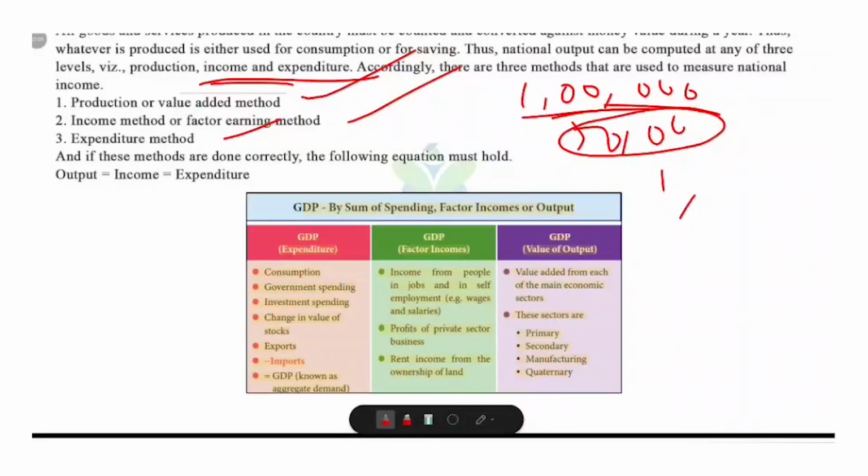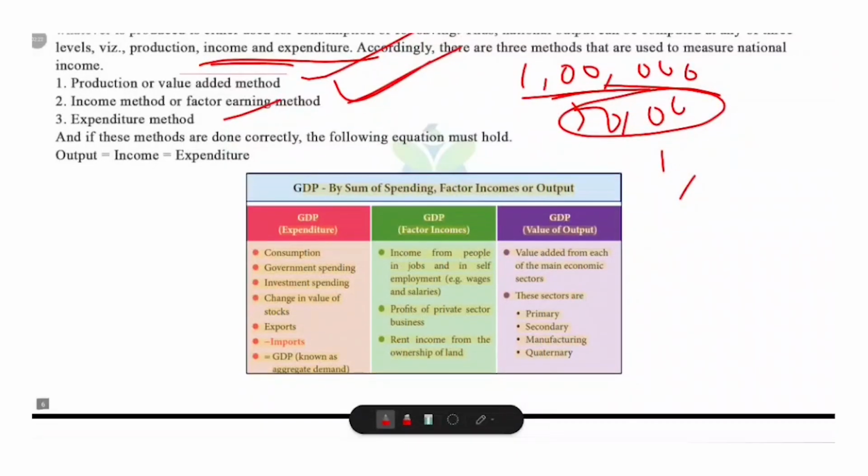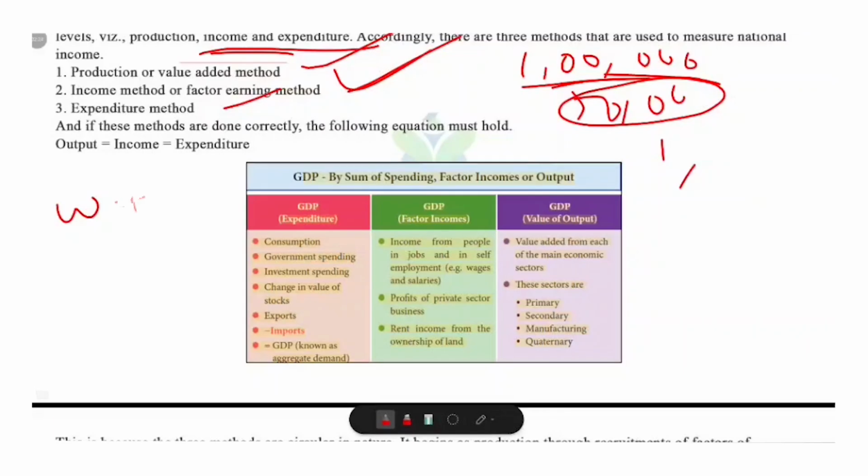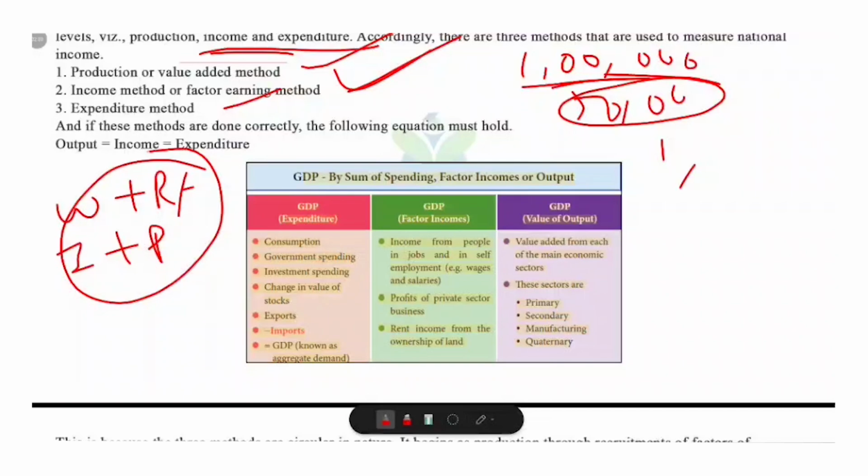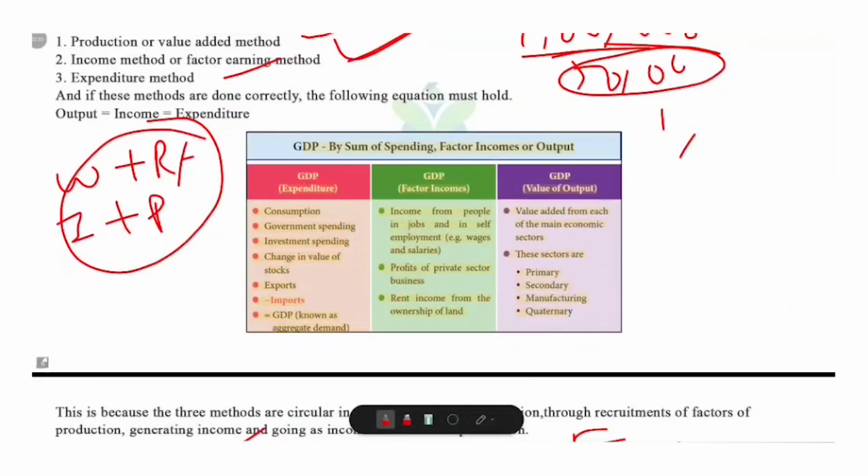Now what about income method or factor earning method? I'm just introducing the concept, we can study it in detail. So what is meant by income method or factor earning method? So look at the income earned by the people and firms in the production process and add all the incomes, that means wages plus rent plus interest plus profit. So first add these things so that we will get the income method.